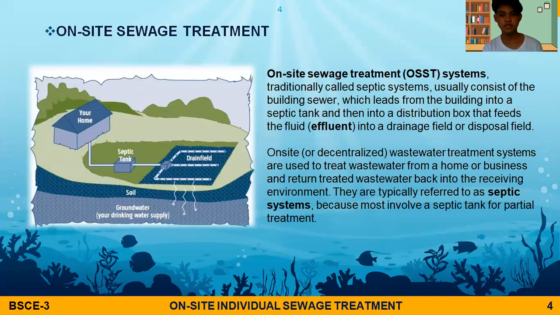First is the on-site sewage treatment. On-site sewage treatment, or the OSST system, traditionally called septic systems, usually consists of a building sewer, which leads from the building into a septic tank, then into a distribution box that feeds the fluid or effluent into a drainage field or disposal field. Let's see these figures: from your home into the septic tank, then from the septic tank into the distribution box.